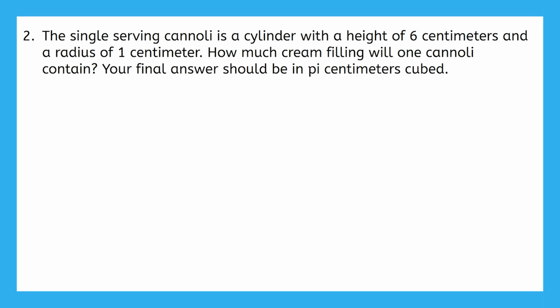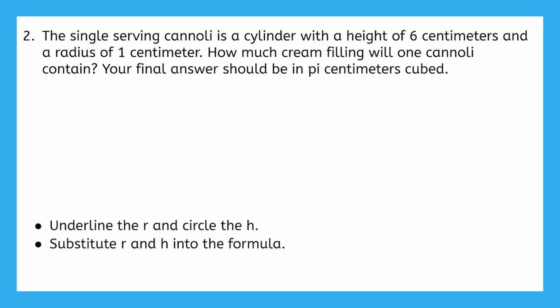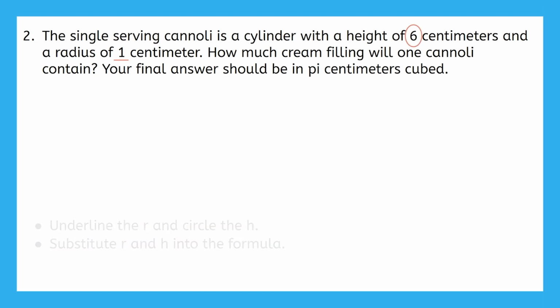I want you to get this one started. Underline the R, circle the H, then substitute those values into the formula. Check what I did. Did you also get V equals pi times 1 squared times 6?